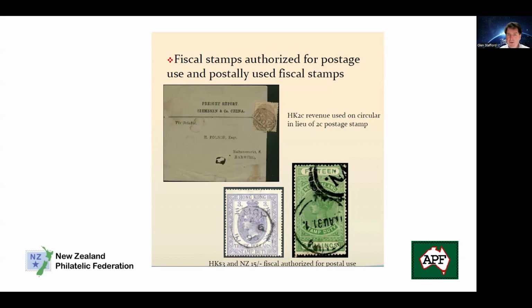Fiscal stamps authorised for postage. When they run out of postage stamps and they do have a backlog of fiscal stamps or revenue stamps, as they call them, they can be used as long as there's an Act of Parliament or a regulation produced to do that, authorising it for postal use. Then showing examples of those is a good idea.